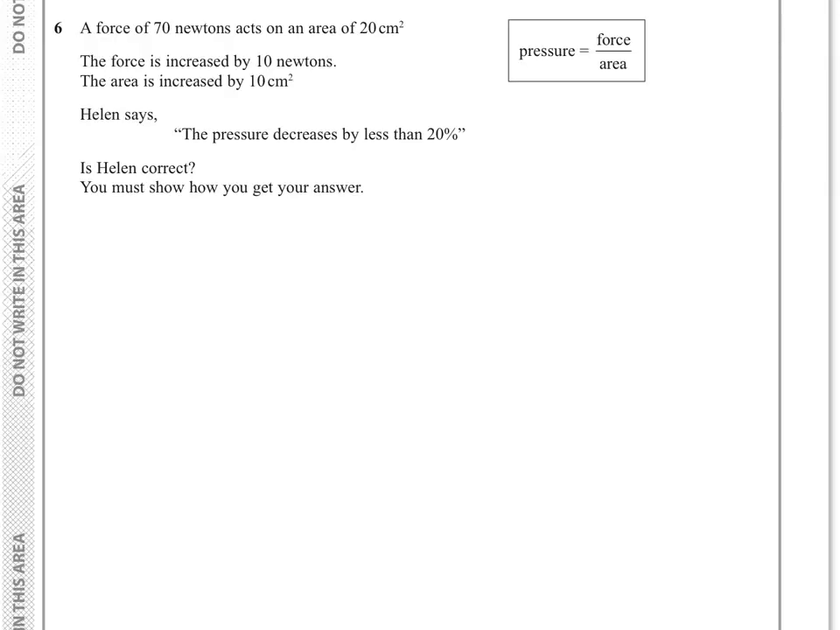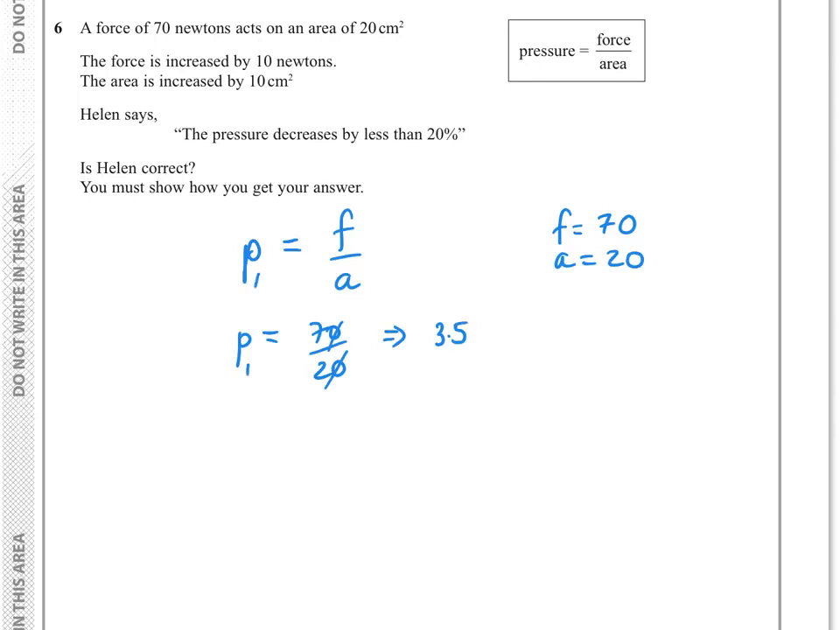Question 6. A force of 70 newtons acts on an area of 20 centimetres squared, and it says pressure is force over the area. So we're given, first of all, F equals 70 and A equals 20. So we can put that in. And we know, even without a calculator, that's going to be 3.5, and we'll call that P1.